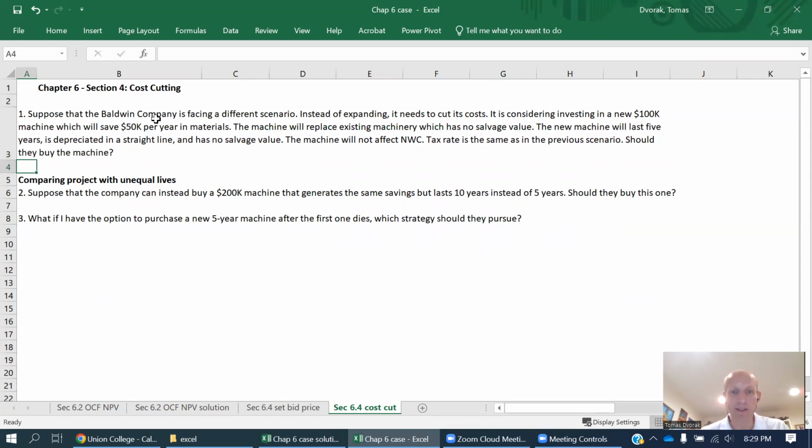The machine will replace existing machinery. It has no salvage value. It will last 5 years, depreciate in a straight line. And the machine will not affect net working capital, same tax rate as before. Should they buy the machine? All right, so we're gonna have to do similar calculations.